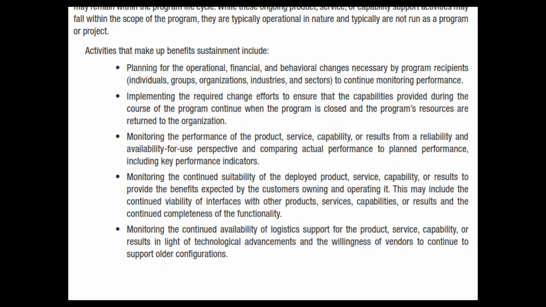Monitoring the performance of the product, service or capability result from a reliability and availability for use perspective, and comparing actual performance to planned performance. It's like earned value management, you study the same terminology. Monitoring the continued suitability of the deployed product, service or capability to provide the benefits expected by the customer owning and operating it. This may include continued viability of an interface with other products, services or capabilities. Lastly, monitoring the continued availability of logistics support for the product, service, result or capability.